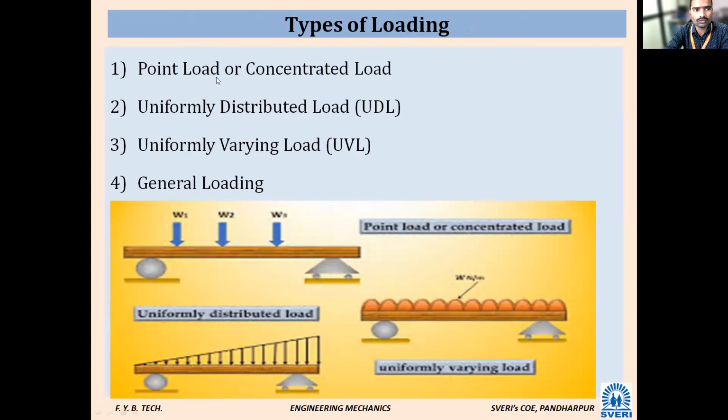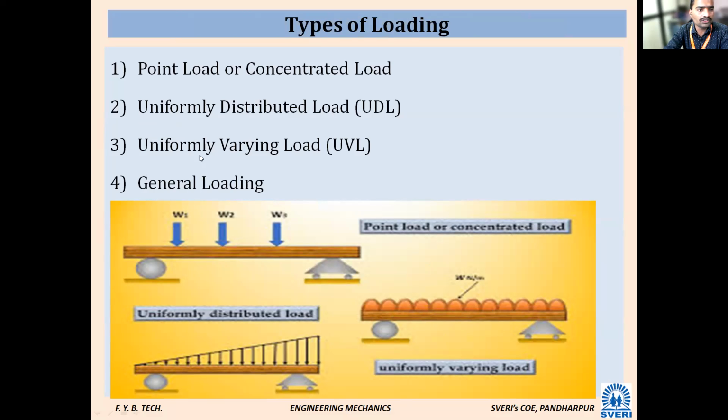The first one is point load, also called concentrated load. It means the entire load is acting at one point of the beam. Then in the uniformly distributed load, the load is uniformly distributed throughout the span or only a considerable length. In this figure, the load is uniformly distributed throughout the span. Span means length of the beam, or part of the length of the beam.